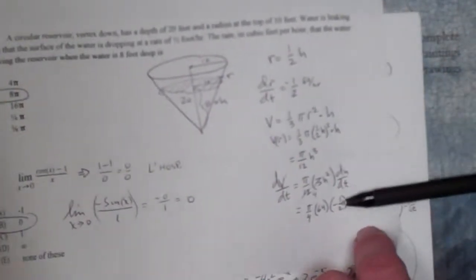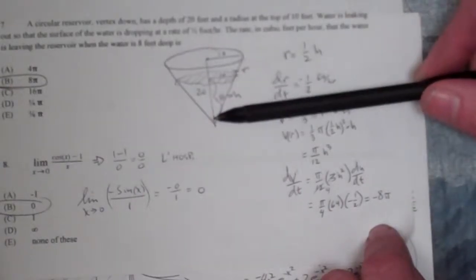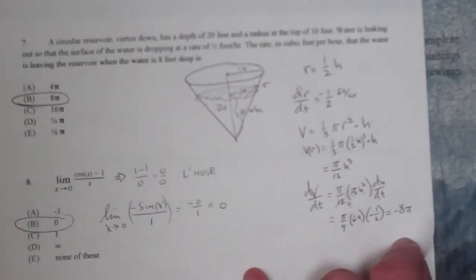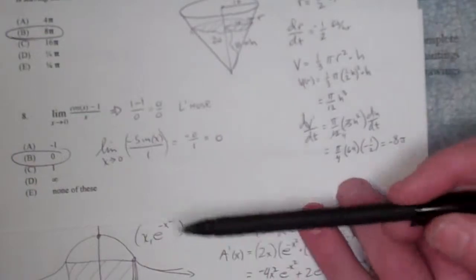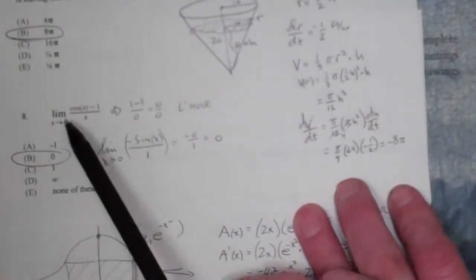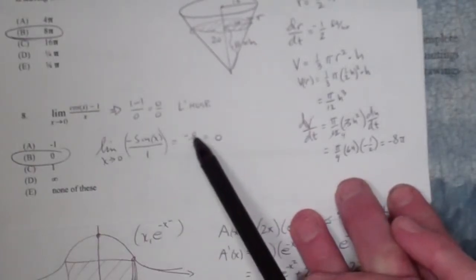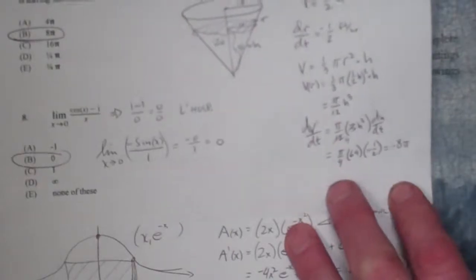You fill everything in carefully, and I got negative 8 pi because it was dropping. They're telling you it's dropping, so you just go with the positive 8 pi. Alright, number 8, another L'Hopital's rule, 0 over 0 form. When you take the derivative of the top and the bottom, just be careful. You wind up getting 0 over 1, and that goes to 0, so that's pretty straightforward.